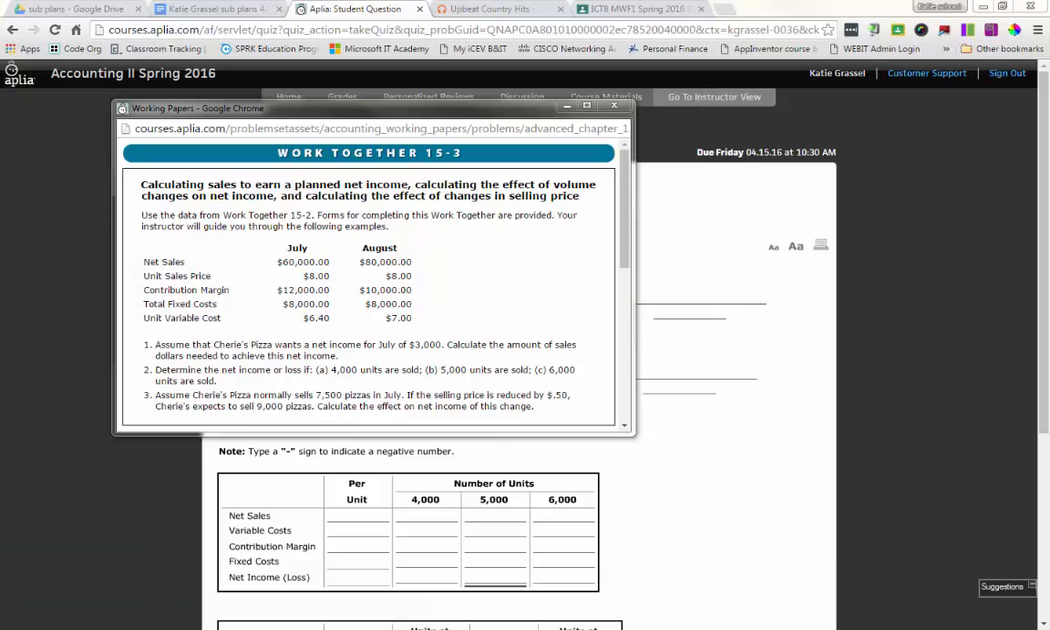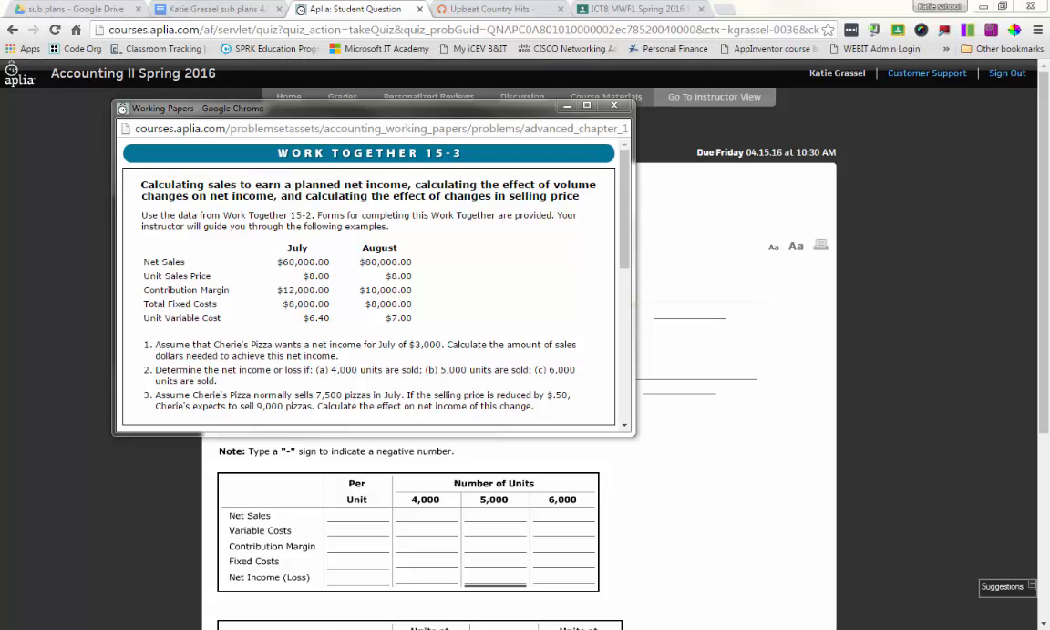Section 15.3 takes a look at what's going to happen to our net income. We have our break-even point, which is knowing where we need to be to just make sure we cover all of our costs. But that decision gives us information in relationship to our sales, variable costs, and fixed costs. But businesses don't go out just to break even. They're going to want to do better.